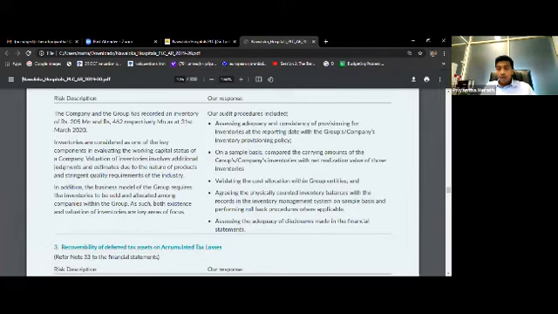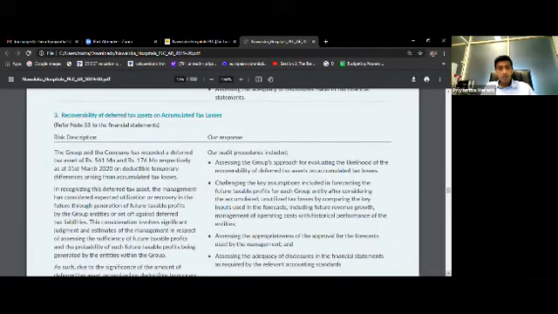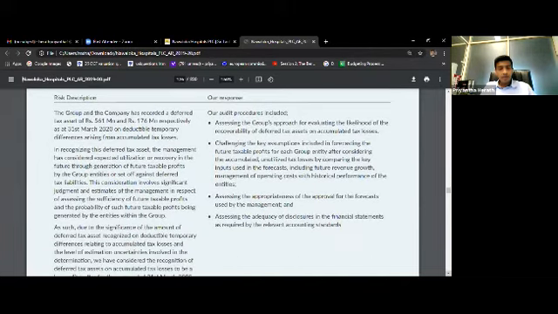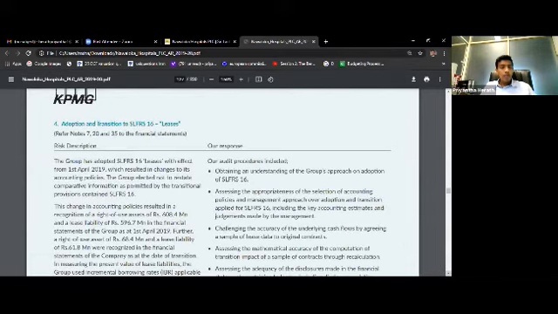And then recoverability of deferred tax assets on accumulated losses, right? And deferred tax, I'm going to take one example, not today, right? So after discussing this annual report, we are going to take one example from deferred tax, right? So they are talking about deferred tax. And also adoption of transition to SLFRS 16 leases, right? So there was a change in accounting standards, and therefore this company also changed, to comply with the new accounting standard. And the impact of this is also discussed here by the auditors.